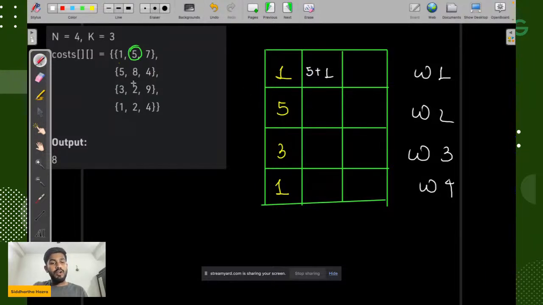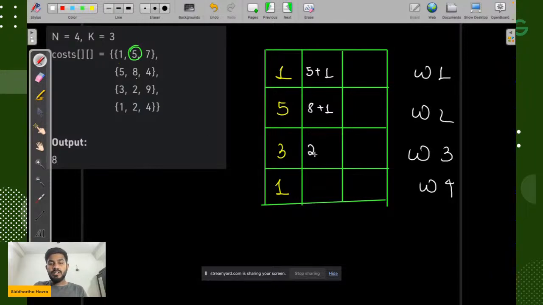Now to paint this one, first I would require this. If we paint it with red, then the cost of red will be needed first. Now let us think about the previous wall. If I am painting with the second color, that means I can't paint the previous one with second. So I need the minimum of others. So 3, 1, 1, minimum is 1. So 8 added to 1.